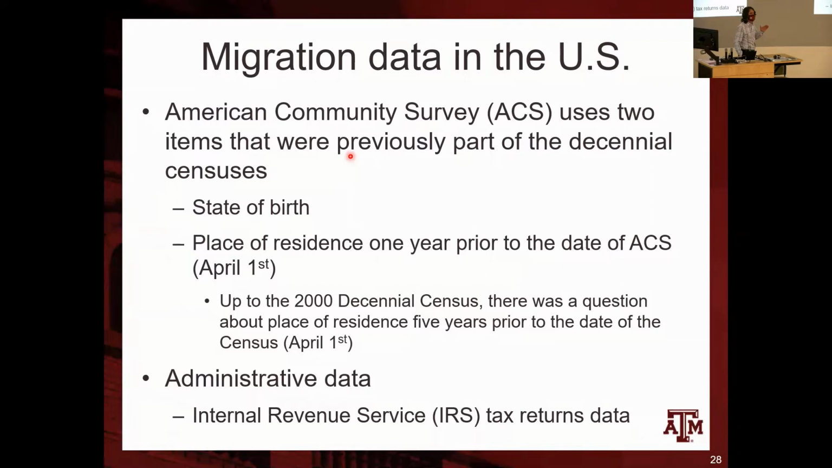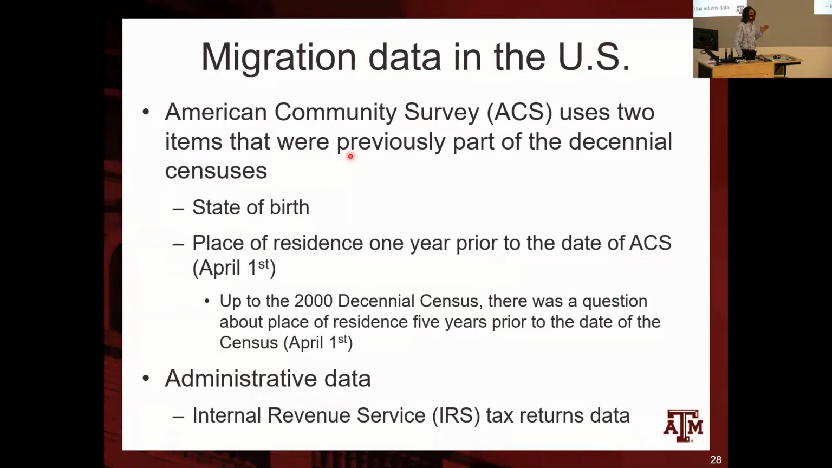The long form contained more questions, and it was implemented only for a sample of the population. It was usually around 5% of the households in the US. But then, starting in 2010, the decennial census does not have the long form anymore, only the short form.